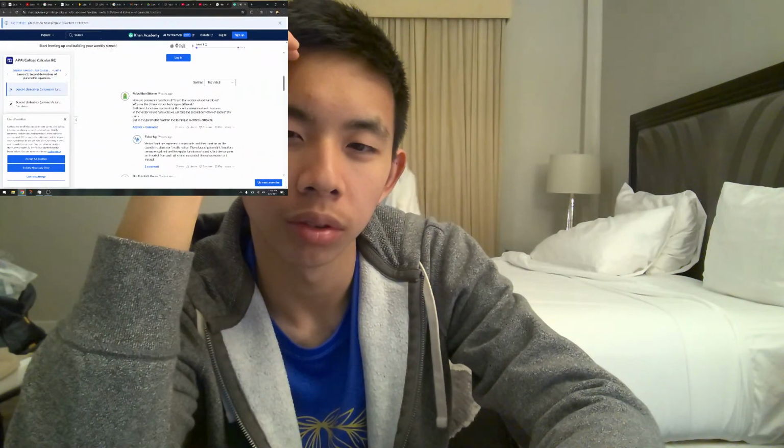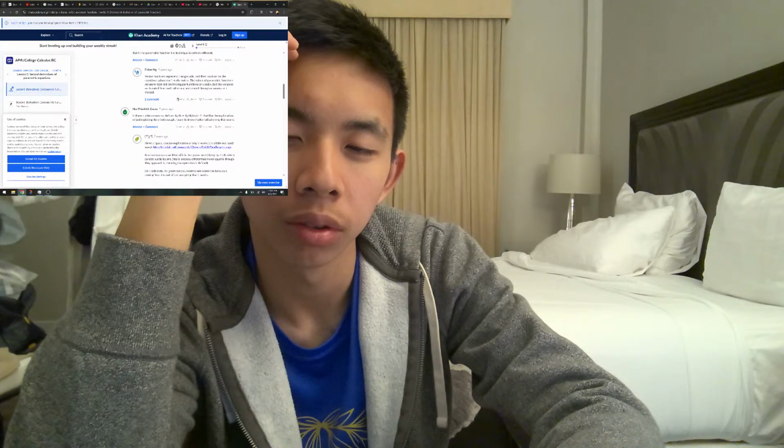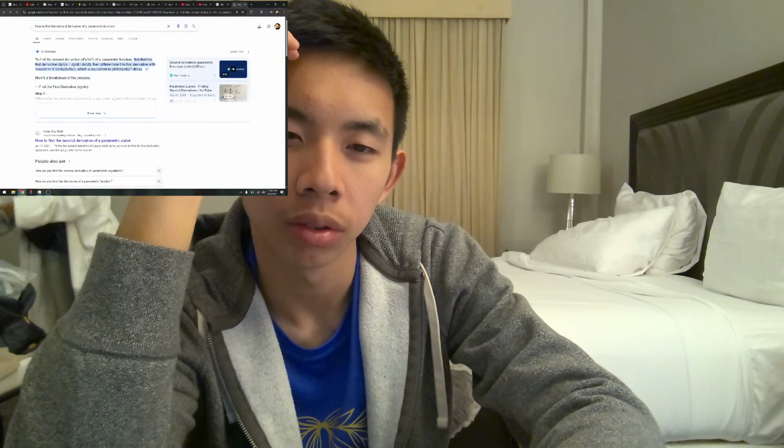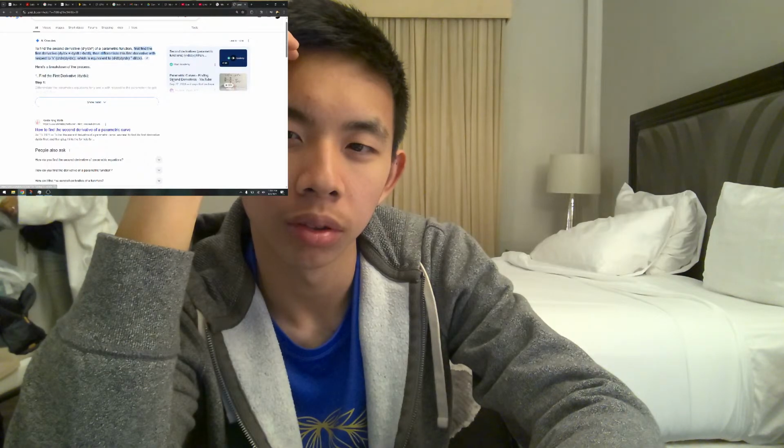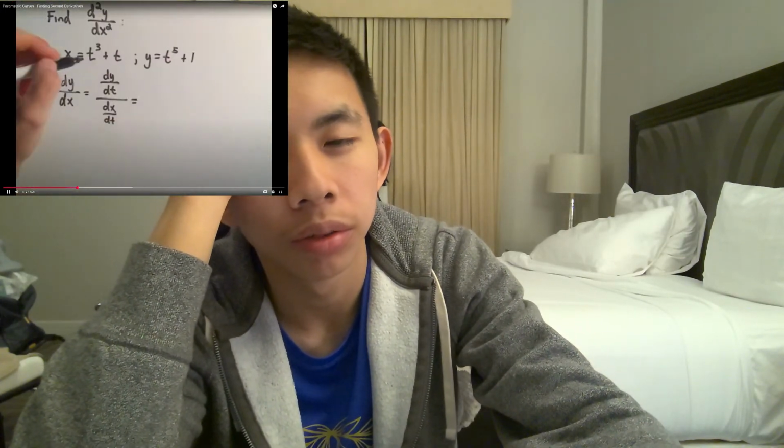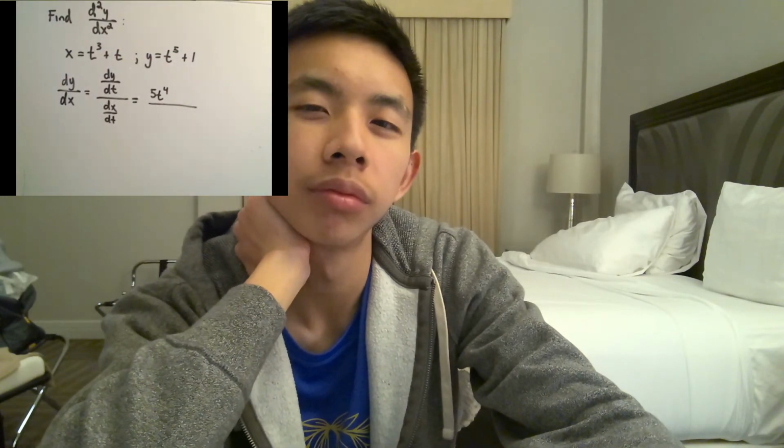Here, we want to find the second derivative of y with respect to x. Actually, let me write it down a little bit clearer. What we really want to do is find the derivative with respect to x of dy dx. It says first we have to calculate the derivative of y with respect to x, but again, we know the derivative of y with respect to x is the derivative of y with respect to t over dx dt. Okay, well the derivative of y with respect to t would just be 5t to the fourth. The derivative of x with respect to t would be 3t squared plus 1. All right, easy enough. So that's our dy dx.